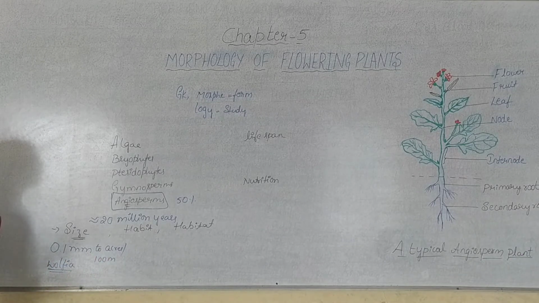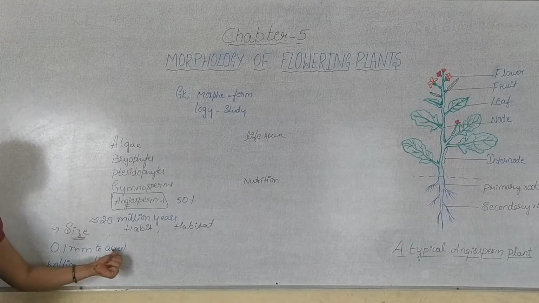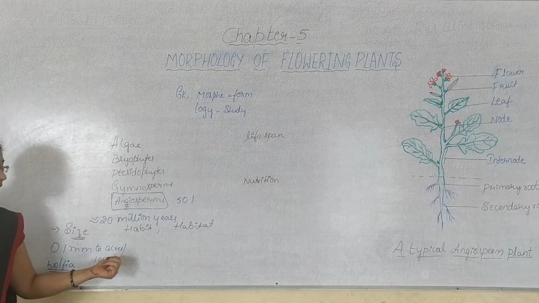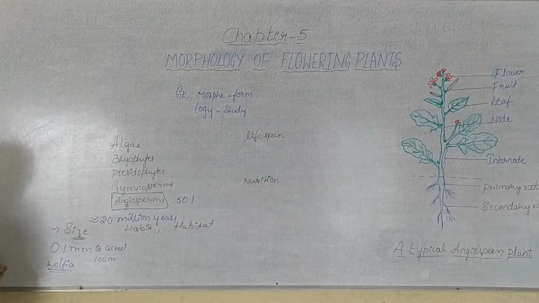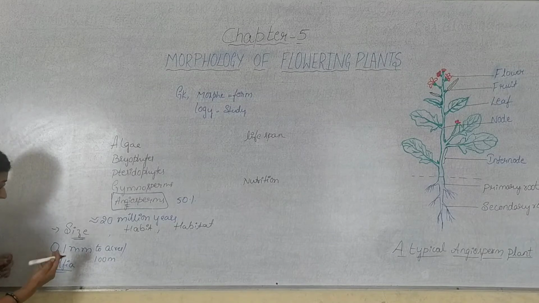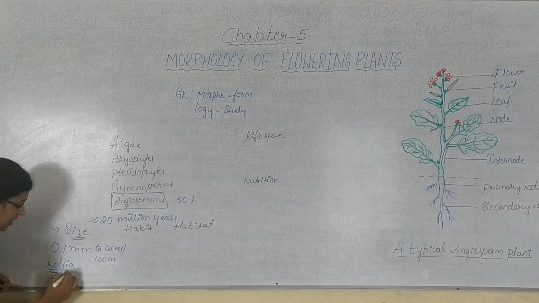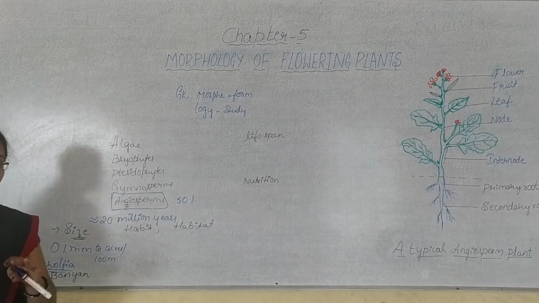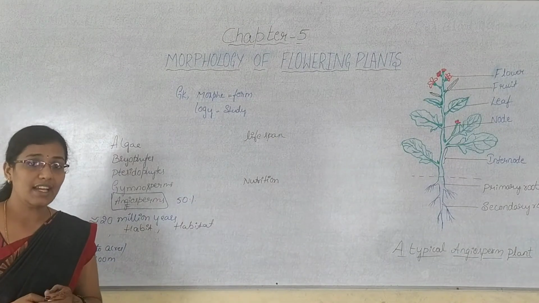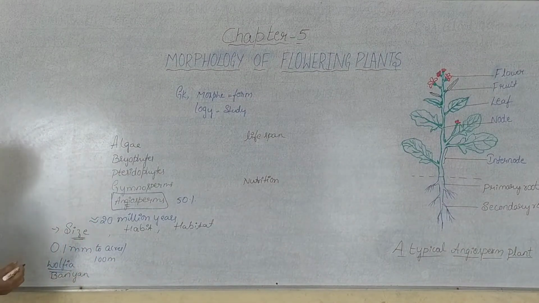And for the largest angiosperm, I told you the size of the angiosperm varies from 0.1 millimeters to several acres. The largest known angiosperm is the banyan tree. This tree has the capacity to spread over several acres with the help of its prop roots.